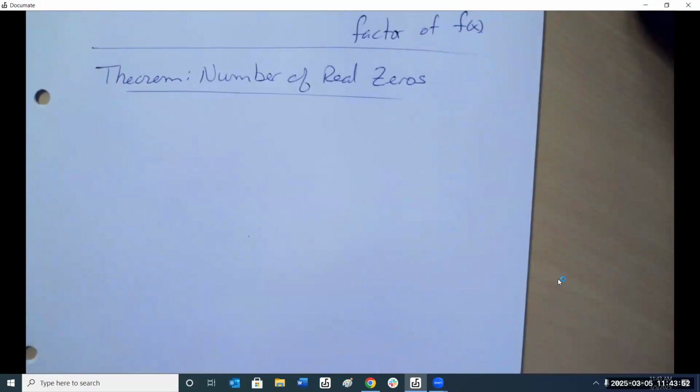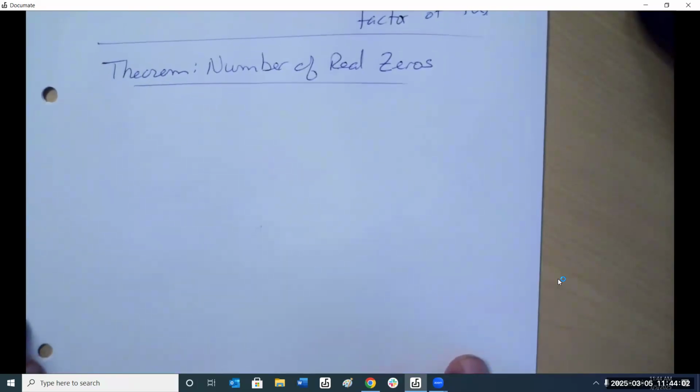Theorem, the number of real zeros. We know how many solutions we're supposed to get, but let's figure out how many real zeros we're going to get.